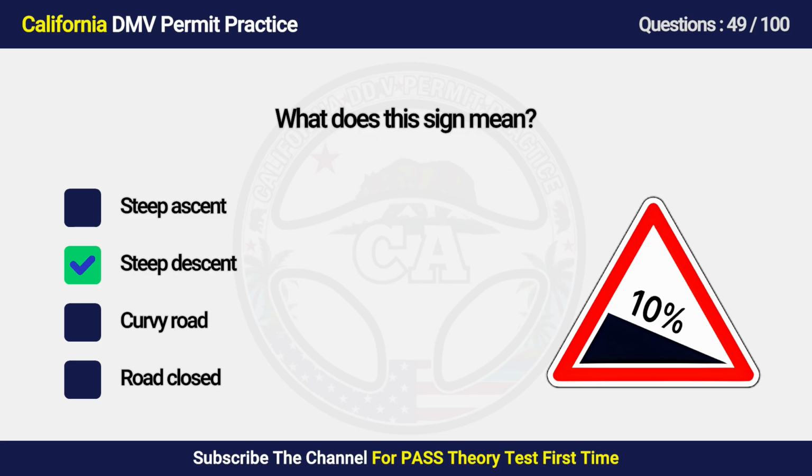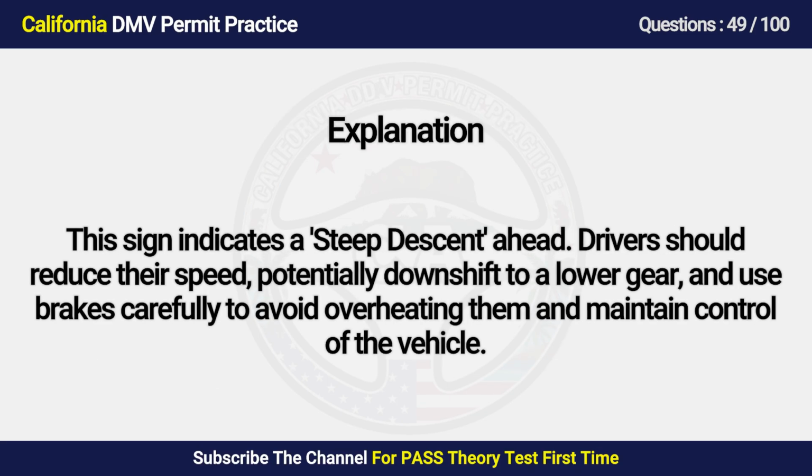Answer is B. Steep descent. This sign indicates a steep descent ahead. Drivers should reduce their speed, potentially downshift to a lower gear, and use brakes carefully to avoid overheating them and maintain control of the vehicle.